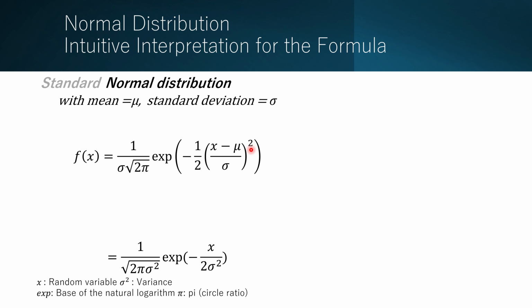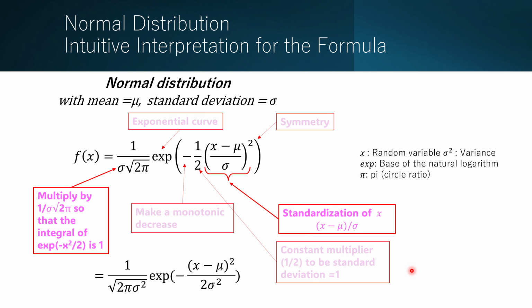Mu is the center, the average of your dataset, and sigma controls how spread out the data are. If sigma is small, the curve is narrower and taller, and if sigma is large, the curve is wider and flatter. These are the explanations.